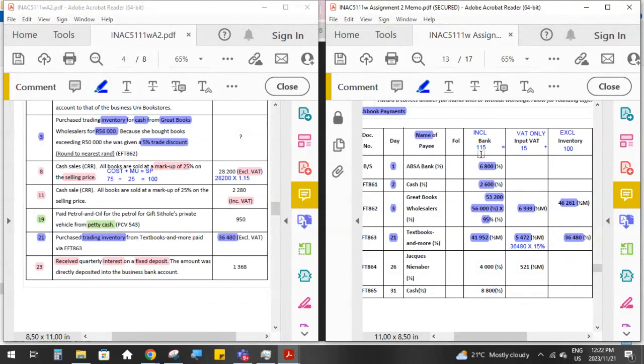Okay, because our sum 115 on the including VAT equals 15 in the VAT column plus 100 in the excluding VAT column. So in this case, we were going backwards from excluding VAT plus VAT equals including VAT.